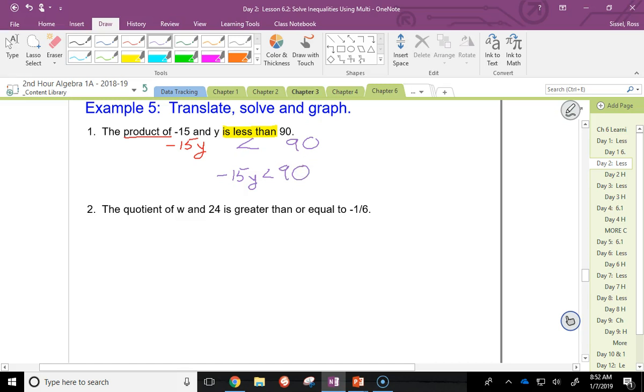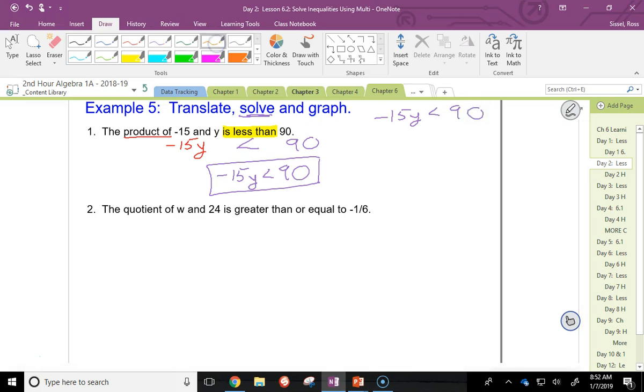Okay? We now want to graph this. This is my first answer. I needed to translate this, and I did. But now I need to solve it. So to solve this, how do I solve for y? Abby, what do you think we're going to do to solve for y?